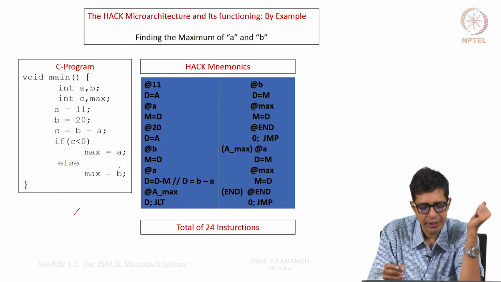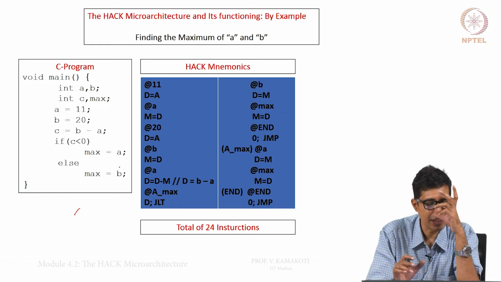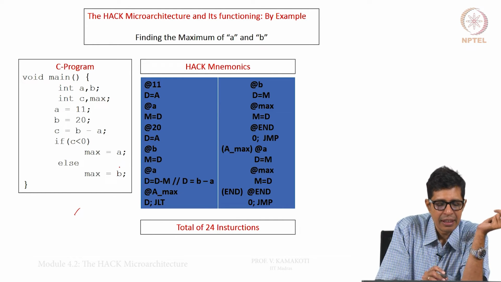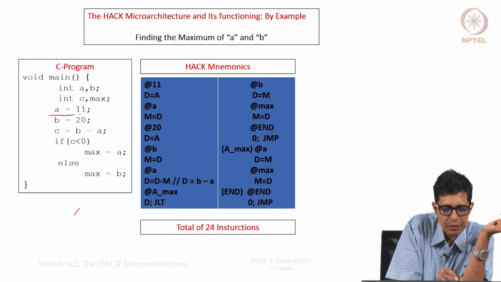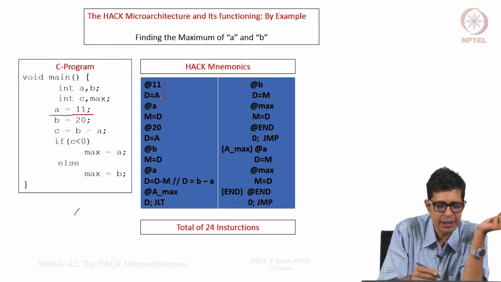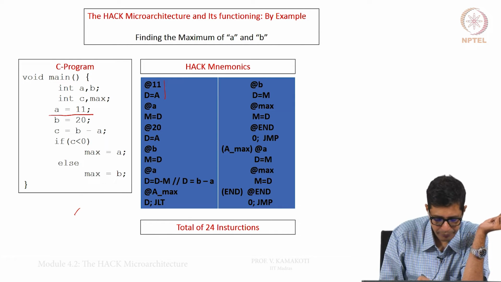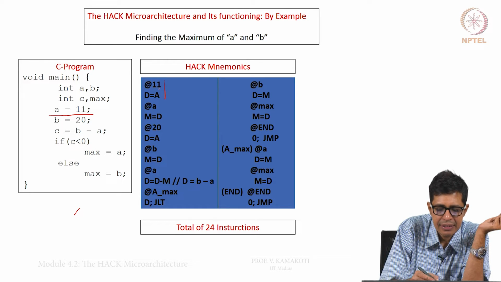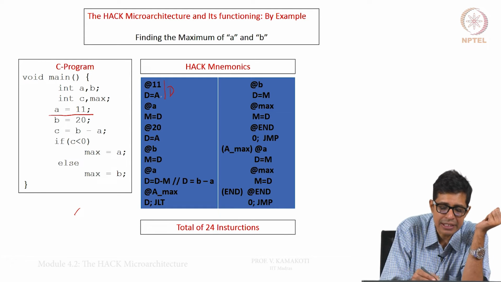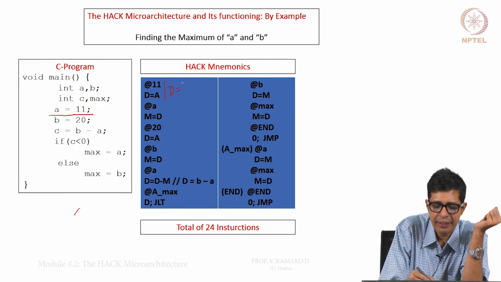Now, how do we do this? We assume there are 24 instructions. This will essentially get transformed into 24 instructions, and those are as follows. The first translation would be @A equal to 11. These 2 instructions tell you what we mean by this: @11, D equal to A. Our microarchitecture has 2 registers, the D register and the A register. So, the register D will take the value 11.